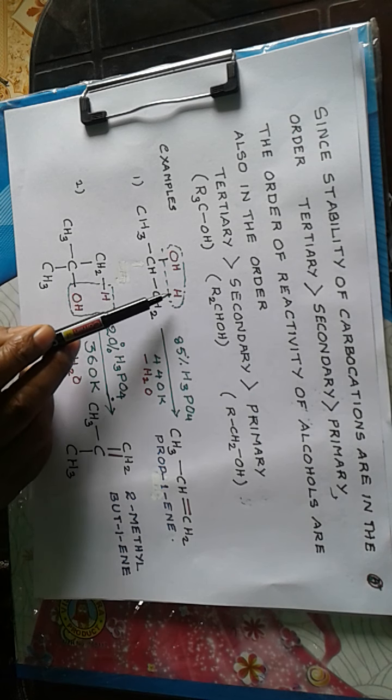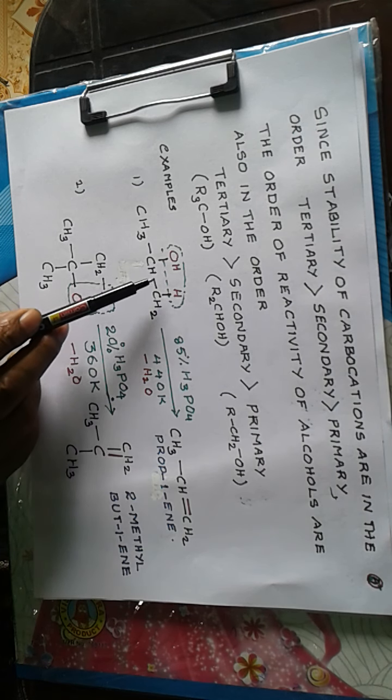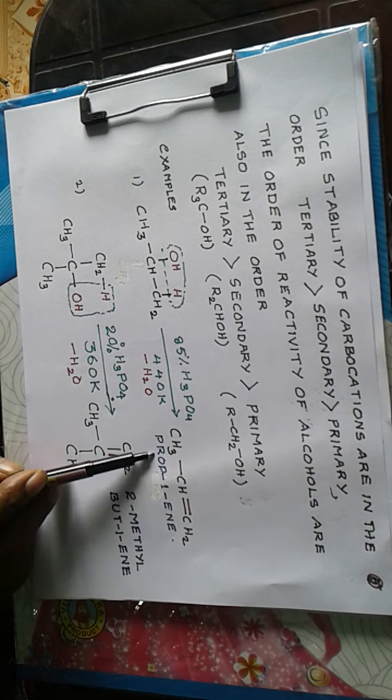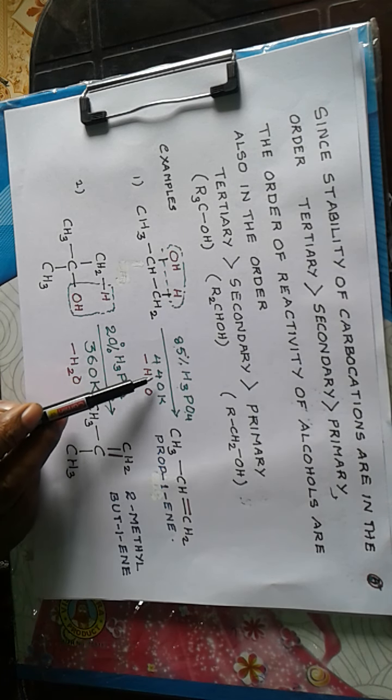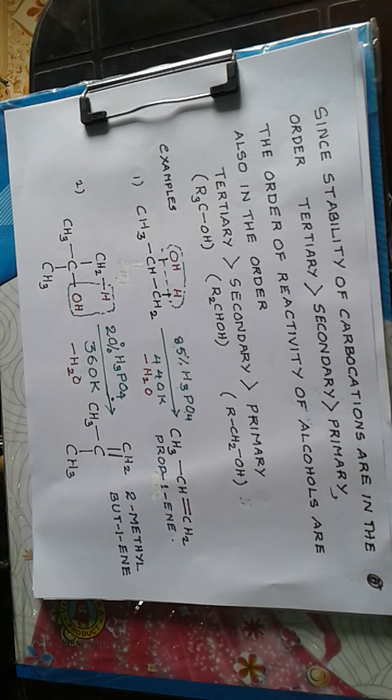Then the beta hydrogen combining with the OH group, removal of water, formation of propene. 85% phosphoric acid and 440 Kelvin are used. So the acid is a milder acid than sulfuric acid. So you write down this equation.